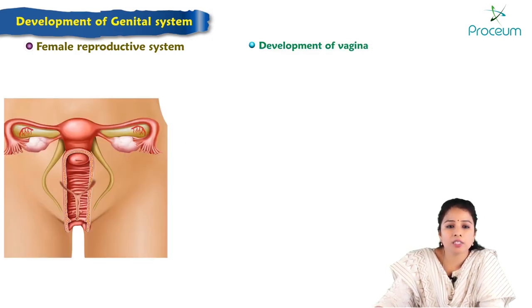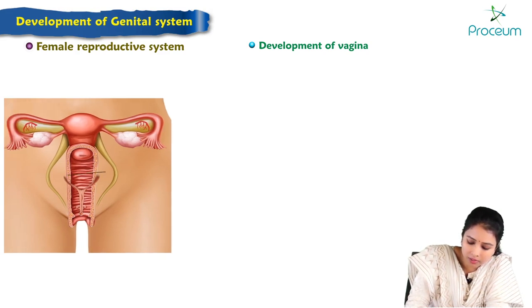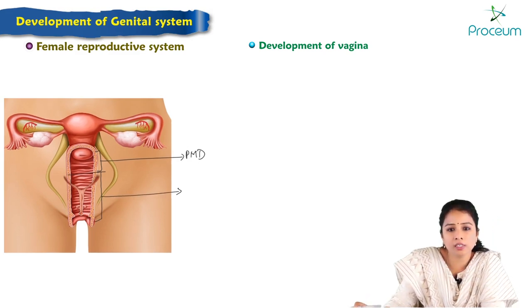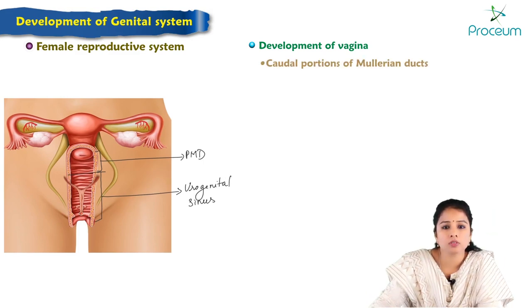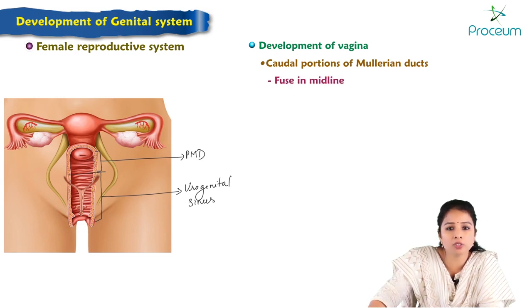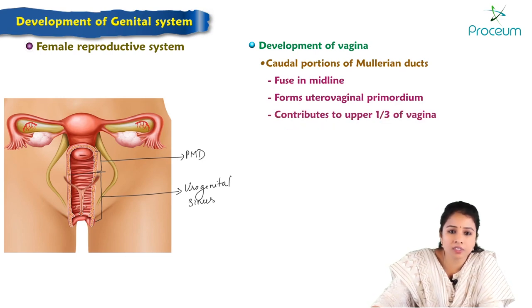Let's see the development of vagina. The upper one third of the vagina develops from the Mullerian or paramesonephric ducts, and the lower two thirds is derived from the endoderm of the urogenital sinus. So if you see the vagina, the upper one third is from the paramesonephric ducts or Mullerian ducts, and the lower two thirds is from the urogenital sinus. So the caudal part of the Mullerian duct fuses in the midline to form the uterovaginal primordium, and it contributes to form the upper one third of the vagina.